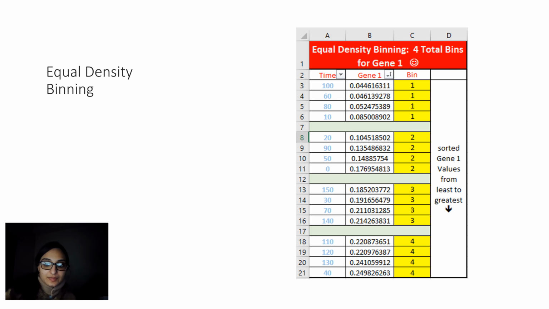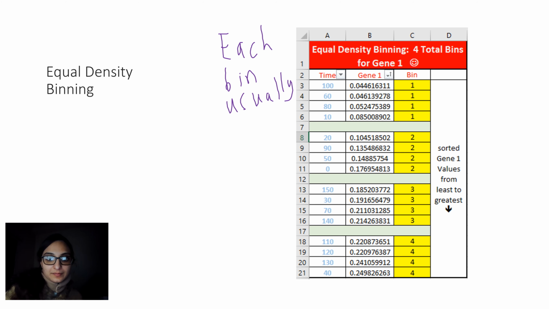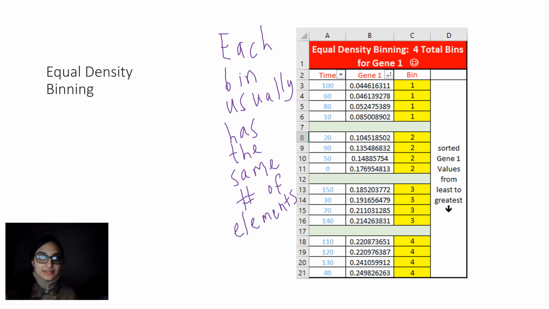So in short, in equal density binning, each bin usually has the same number of elements. That's the goal of equal density binning.